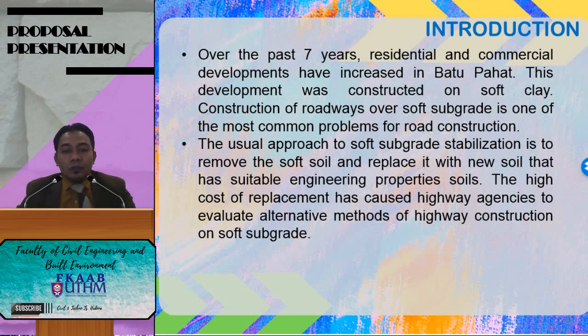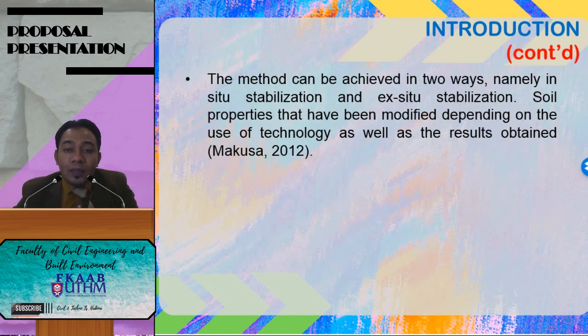The usual approach for this problem is to replace the soft soil with new material that has suitable engineering properties. It is very costly to replace it. That's why the highway agency is looking to evaluate alternative methods to construct the highway on the soft subgrade. The method can be achieved in two ways, namely in situ stabilization and ex situ stabilization. We can modify the properties of the soil by using technologies, as well as by knowing the existing results of the soil.